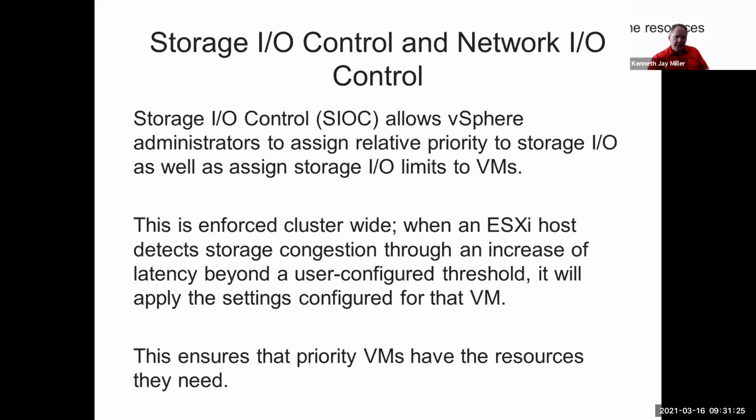And then there's the input output control and network control, for storage and the network. And this will also ensure that the priority VMs have the resources they need. So this is how we make sure that there's no bottlenecks with our controller cards, whether for the storage, the hard drive controllers, or the network controllers.